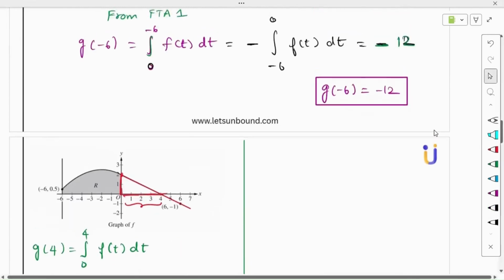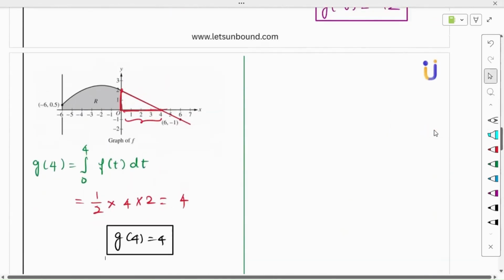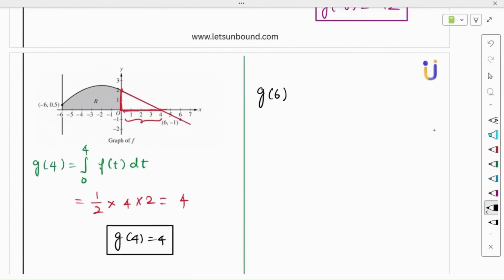Done. And the last one, we need to find g of 6, positive 6. That means the integral from 0 to 6 of f of t dt. Now I'm going to break it down into two areas. Can you see 0 to 6 is broken down into two areas: one area above the axis and one area below. So the integral from 0 to 4 of f of t dt plus the integral from 4 to 6 of f of t dt.